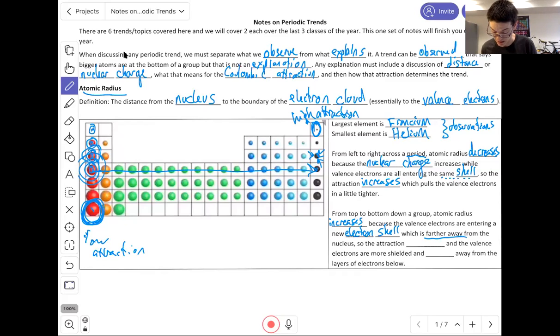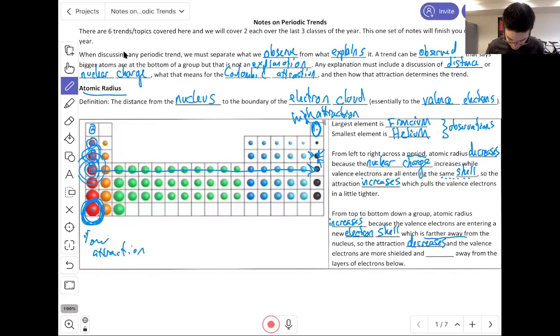More distance means my attraction does what? Increase or decrease? Decreases. So if I am decreasing my attraction and my valence electrons are farther away, that means I'm going to get bigger. But there's another thing at play here.